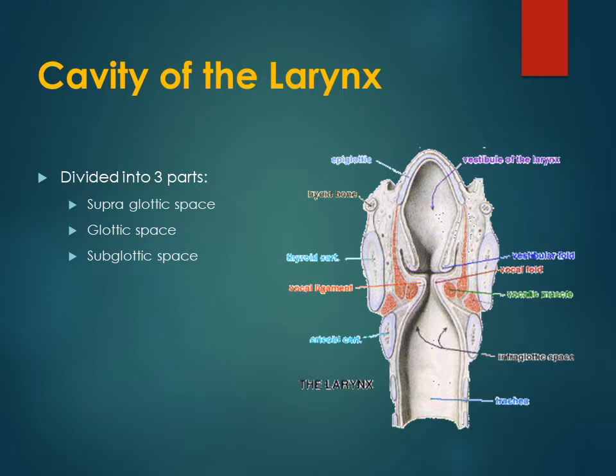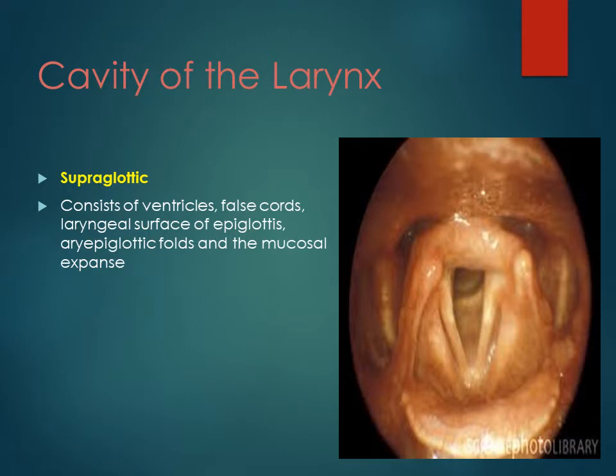So, explaining the supraglottic space, these are the true vocal folds. Above them is the laryngeal ventricle with the false vocal folds. This is the epiglottis. This is the laryngeal surface of the epiglottis, and this is the epiglottic fold, from the arytenoids to the epiglottis, so this is the epiglottic fold.